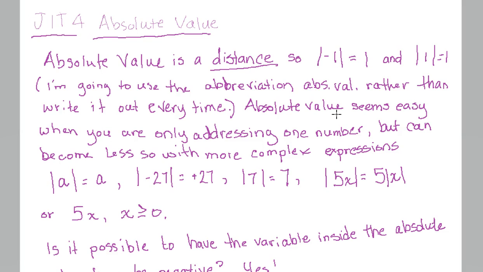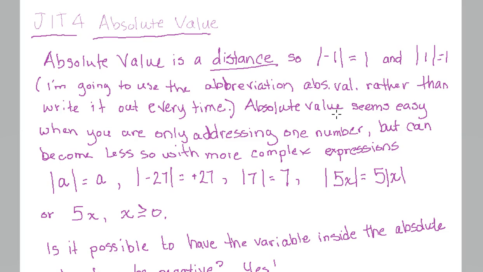So I'm going to just kind of go over here. I've got the absolute value of a is equal to a, and I've got the absolute value of -27 is positive 27. The absolute value of 7 is 7. Now, I've seen people make the mistake thinking somehow that becomes negative. That's not true. Since it's a distance, it's always, always, always going to be positive. All right? And that's going to become really important here very shortly.